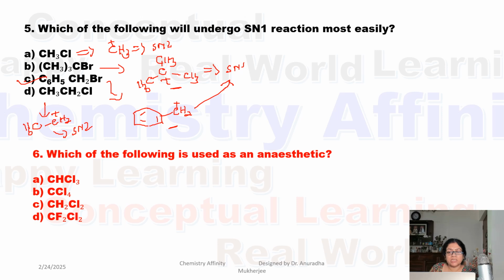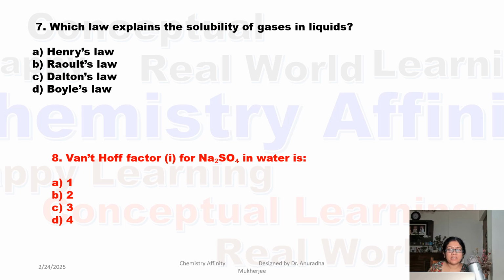Which of the following is used as anesthetic? It is option A. Which law explains the solubility of gases in liquids? So correct option will be option A, Henry's law. Van 't Hoff factor for Na2SO4 in water is, it is option 3, because when Na2SO4 dissolves in water, it gives 2Na+ and SO4 2-. So total ions will be 3. So option 3 is the correct option.